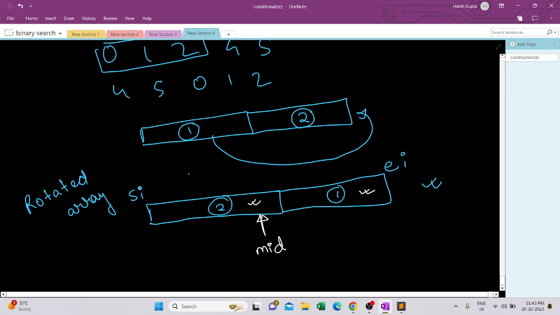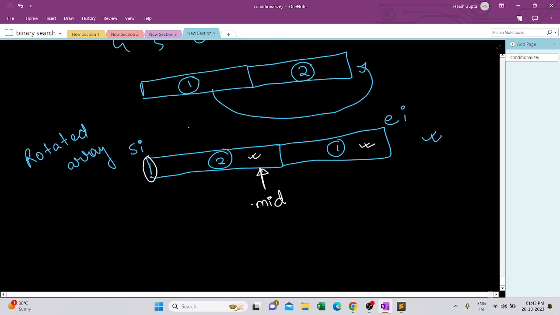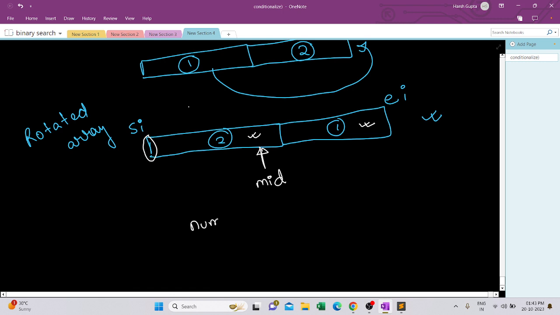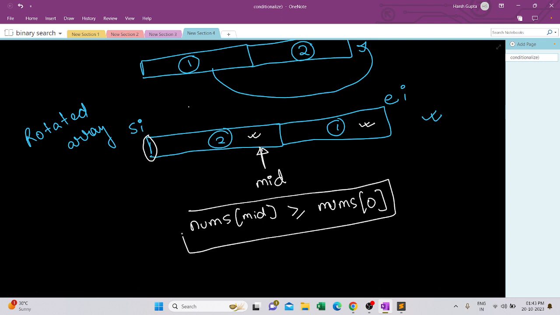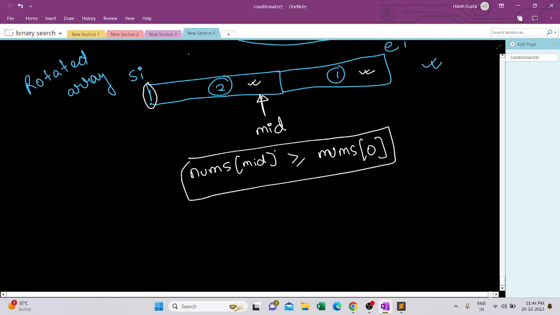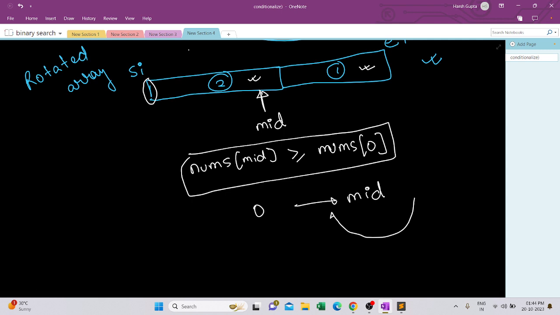Now how can you check in which part mid came? Let's suppose if this mid value is greater than or equal to the starting value, can we say that this part is fully sorted, and mid is in part 2, isn't it? If we can say nums of mid is greater than or equal to nums of 0, can we say we are in this second part? So if our target lies from 0 to mid, then we can shift our ending index over here.